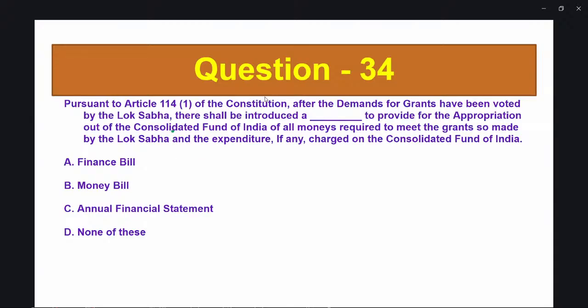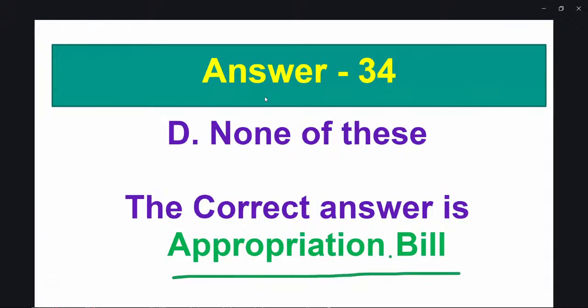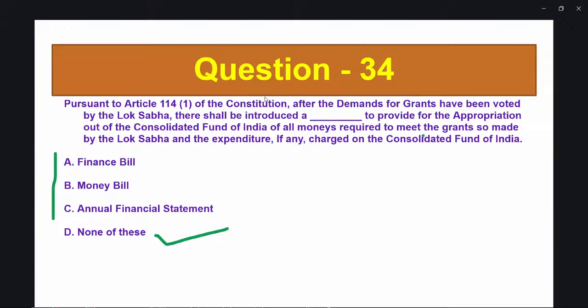What is Article 114? Very important. After voting done by the Lok Sabha, we have to introduce a dash. Yes, all are incorrect. This is none of this. It is called appropriation bill. Appropriation bill is to draw the money from all the funds. Okay. Yeah. See, sometimes the answer lies in the question itself. Please check: to provide appropriation out of consolidated fund. So it is only appropriation bill, not finance bill, not money bill. Okay.